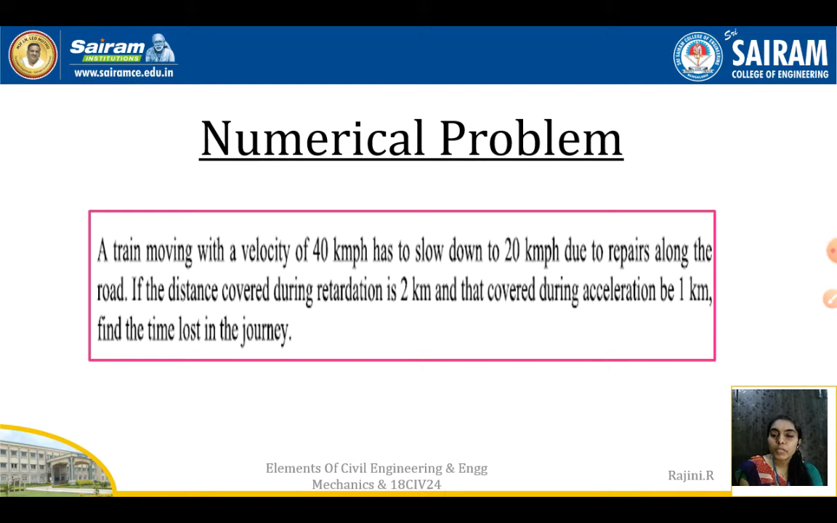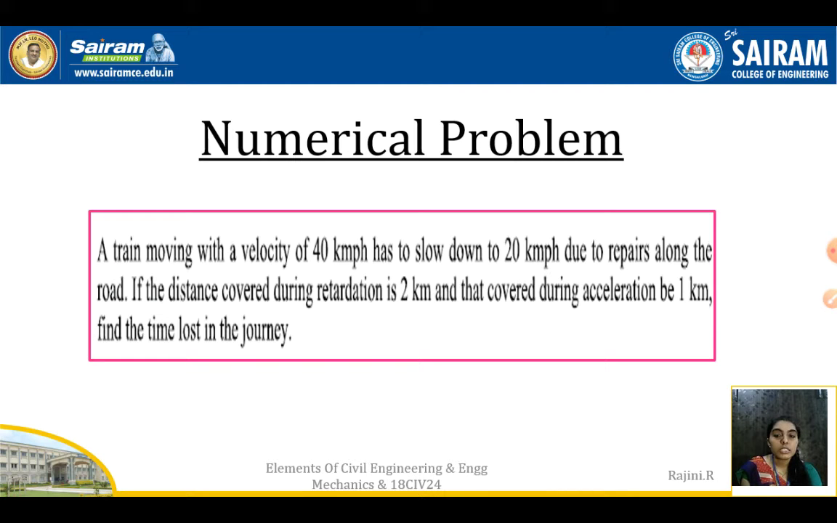First problem: a train moving with a velocity of 40 km per hour has to slow down to 20 km per hour due to repairs along the road. If the distance covered during retardation is 2 km and that covered during acceleration be 1 km, find the time lost in the journey.